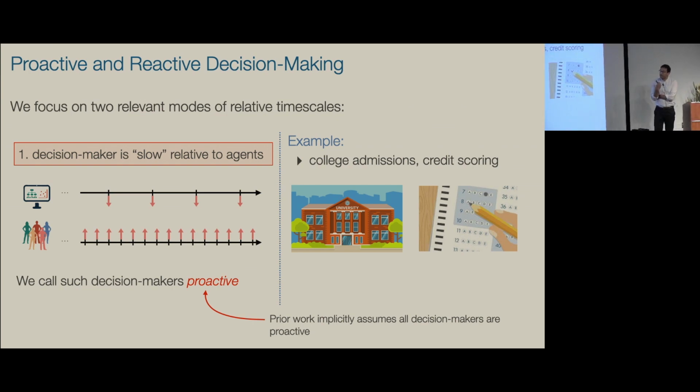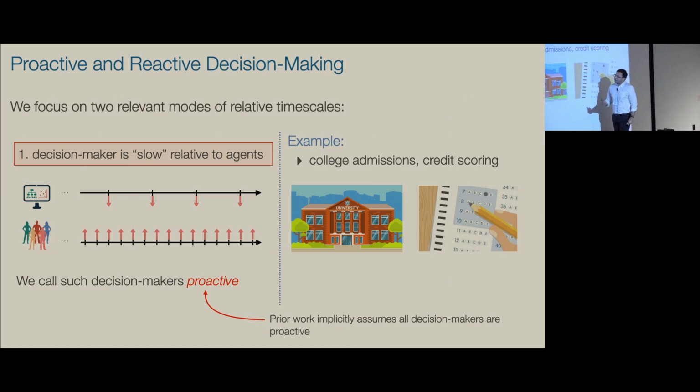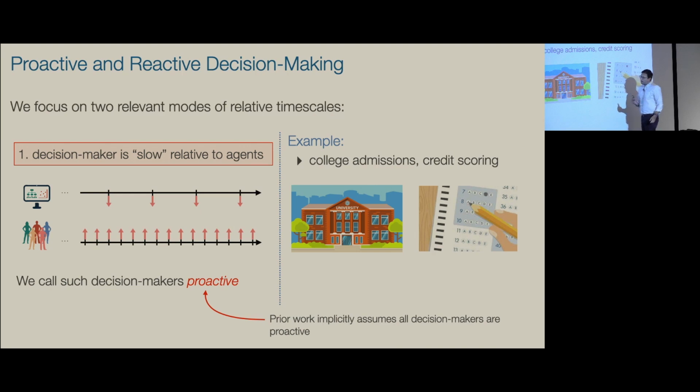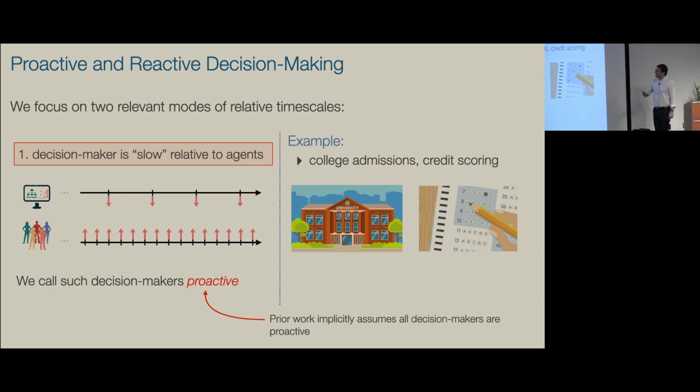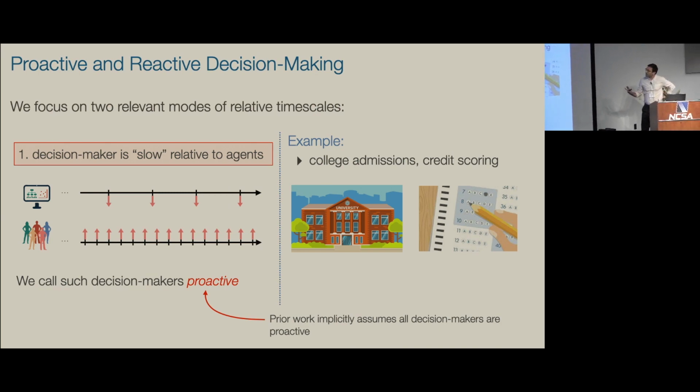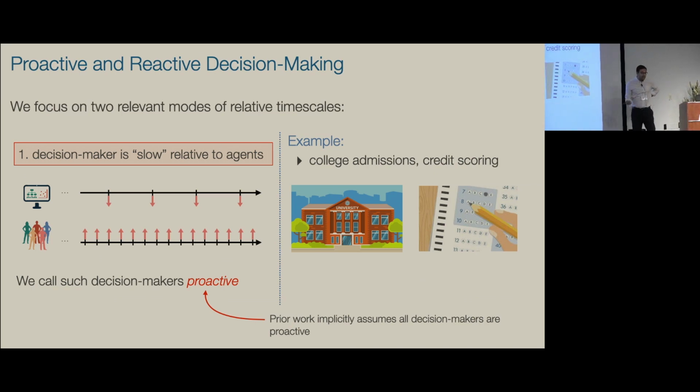Just to make it very simple, we'll focus on two relevant modes of relative timescales. The first is where the decision maker is very, very slow relative to the agents. In that case, the agents are taking so many steps in each epoch that they can basically converge to a best response, in which case we recover the first setting that I just talked about, of college admissions or credit scores, where they see the deployed model is fixed and they can learn how to best respond.